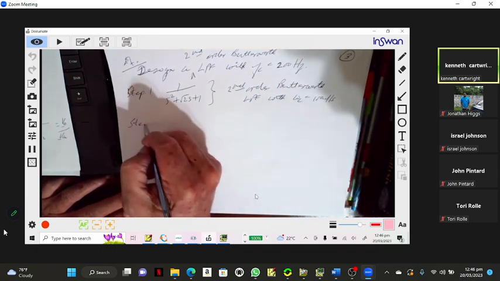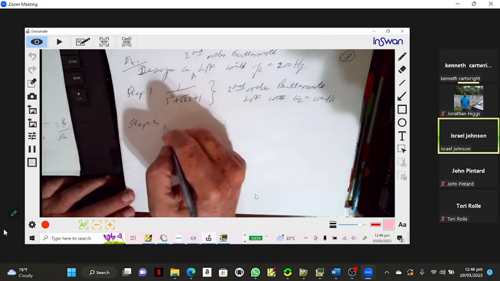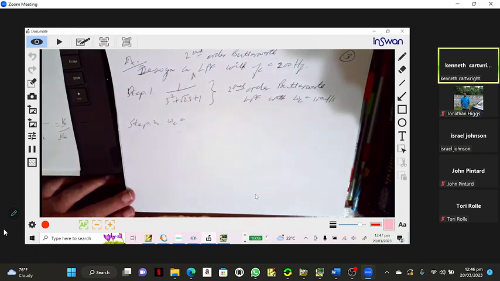Step 2. What's step two? That would be to solve for omega C. We could find the value of omega C? Yes, sir. All right. Omega C equals how much? 400 pi.